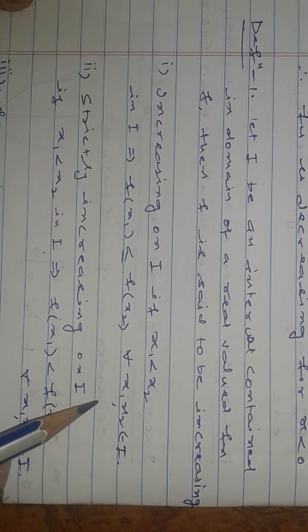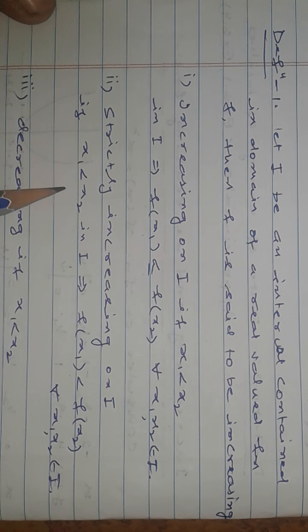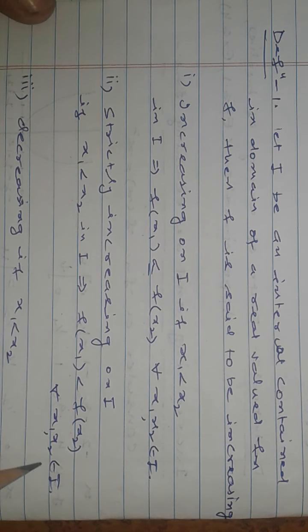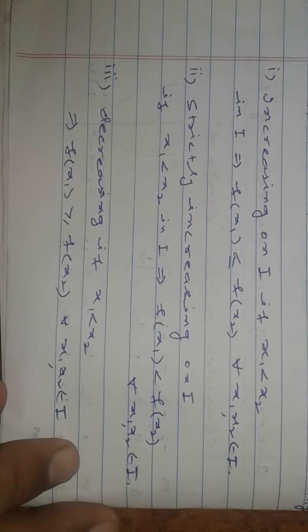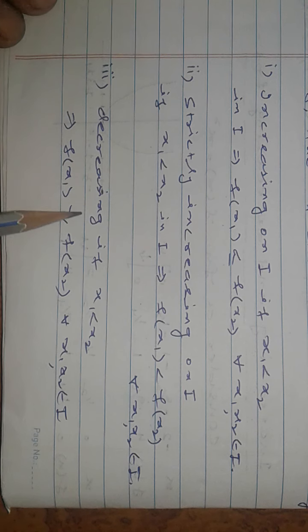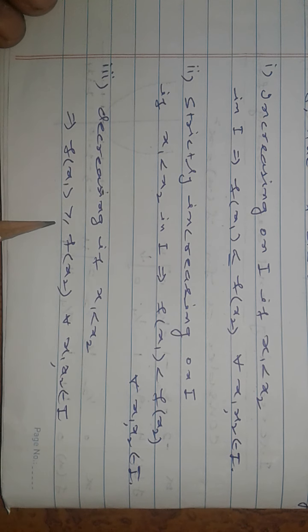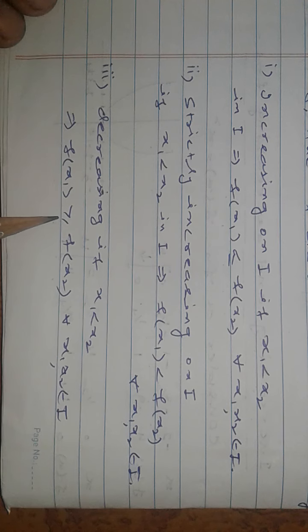Strictly, you don't have the sign of equality. Strictly, the method is the same. If x2 is greater than x1, then f of x2 is also greater than f of x1, where x1 and x2 both belong to I. Decreasing: if x2 is greater than x1 and f of x1 is greater than or equal to f of x2, the sign will be reversed, so it will be decreasing.